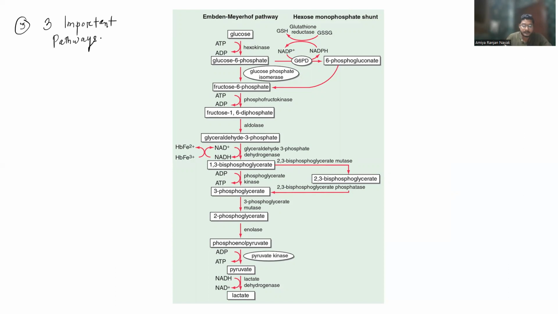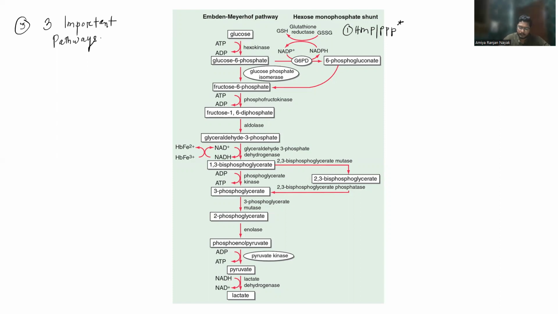Now, the first one is the hexose monophosphate shunt pathway, or HMP pathway, otherwise known as the pentose phosphate pathway. Okay. Now, as you can see, this is the normal glycolysis process. But what happens in the hexose monophosphate shunt pathway?